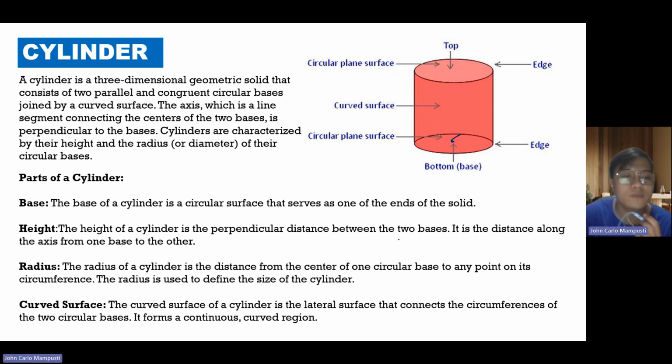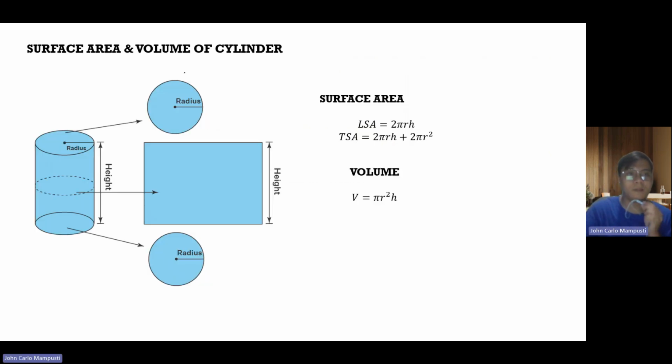Okay, so next one we have the curved surface. So when we say the curved surface, that is the lateral surface, that connects the circumference of the two circular bases. So this is the curved surface. Okay, paano ba na-derive yung formula natin? So for the surface area, first, unahin muna natin yung lateral surface.